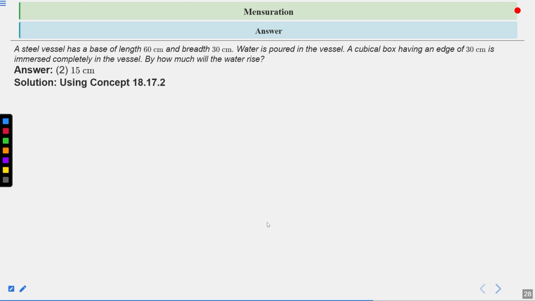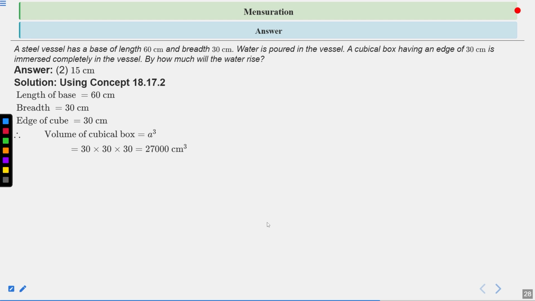Now see the detailed solution using concept 18.17.2 in this question. So we can say that the length of the base is 60 centimeter. Breadth of the base is 30 centimeter. Now edge of the cube is given, which is 30 centimeter. Now the volume of the cubical box is a cube. So we can say that it will be 30 into 30 into 30, which becomes 27,000 cubic centimeter.